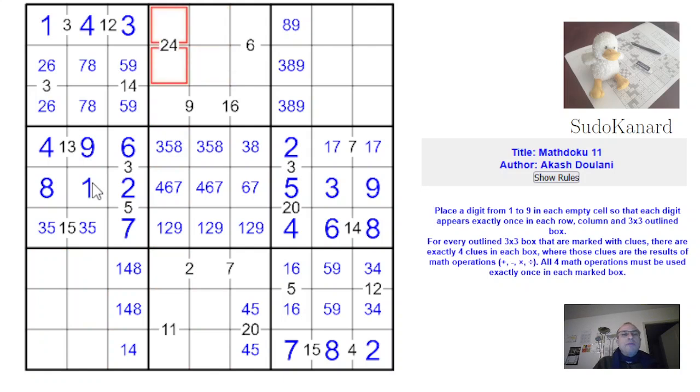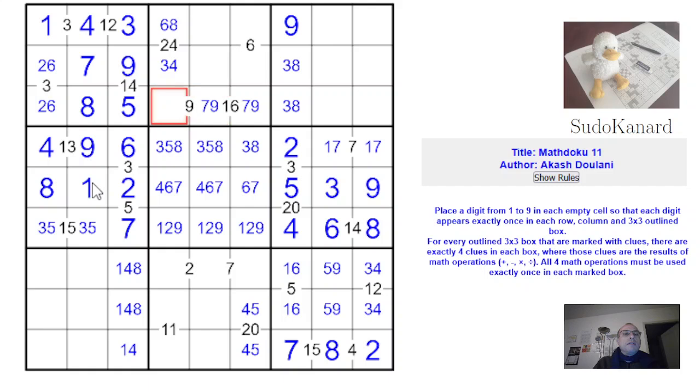So this 24 can only be a product, either 3 times 8 or 4 times 6. And knowing that this is a product, this can't be a product anymore. So it will have to be a sum of 7 and 9, which resolves this and that, and places a 9 into this cell.